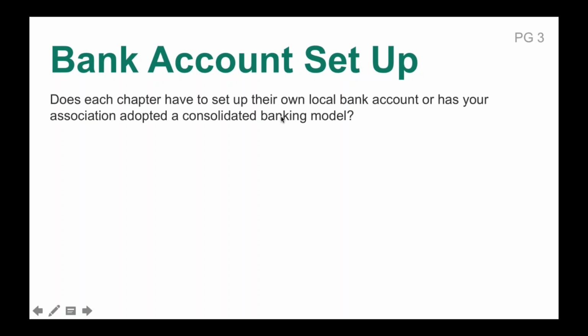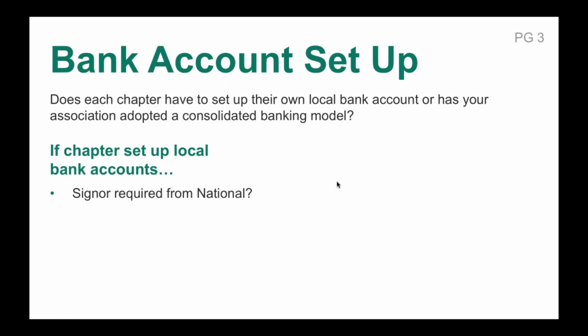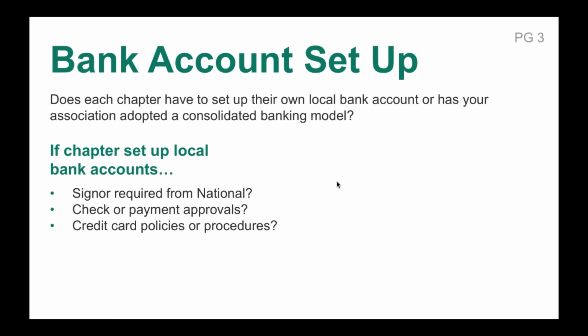So the bank account setup. Now, this one is often very scary to the national headquarters because everyone at the chapter level seems very entrenched inside their bank account. But there's a great blog post on Mariner Management by Peter Housel and Peggy Hoffman, and they talk about how you set up the banking structure is often a key indicator to the relationship between your chapters and the headquarters level. So if chapters set up their own local bank accounts, do you have a signer required from national? Check or payment approvals, are there any controls around that?